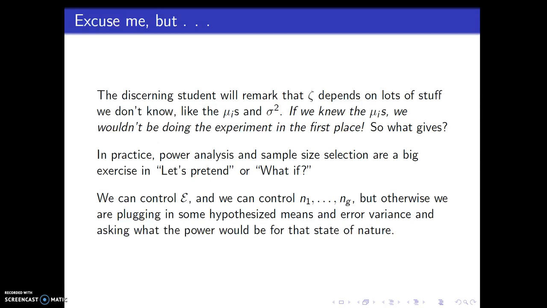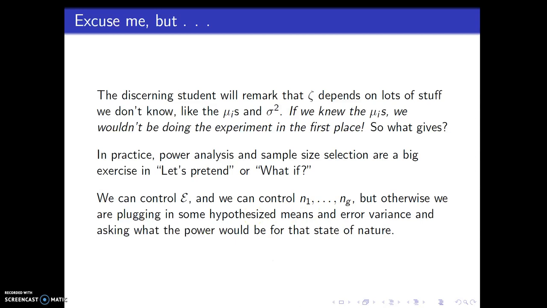Okay, so we can control epsilon though. We can also control the number of replications. So those are two things that we do have full control over to some extent. I'd say maybe not the number of replications because sometimes you run out of time or money, right? But epsilon certainly. Otherwise, we're plugging in some hypothetical values for the means and the error variance, and we're doing our best guess. These values should also correspond to what we know about the subject.